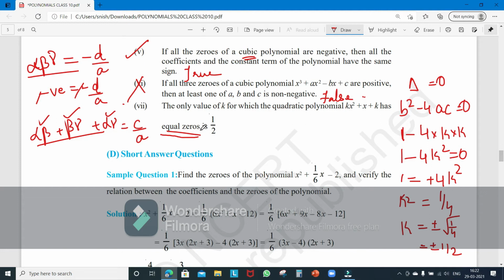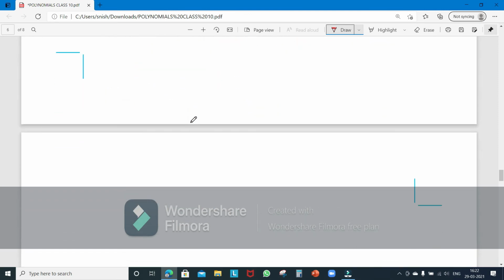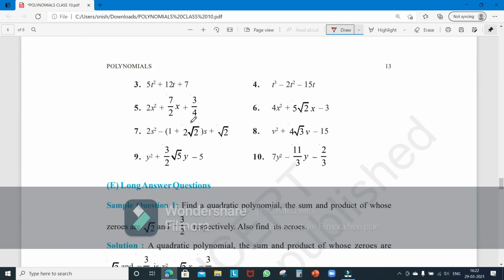Now they have said that the only value of k is 1 by 2 for which you will get equal zeros. But even if you put minus 1 by 2 as the value of k, you will get equal roots. So it is a false statement. Okay, so I think it was clear enough. So let's even start the 2.3 exercise, because this was a shorter one, and also in the 2.3 exercise we have only one main.